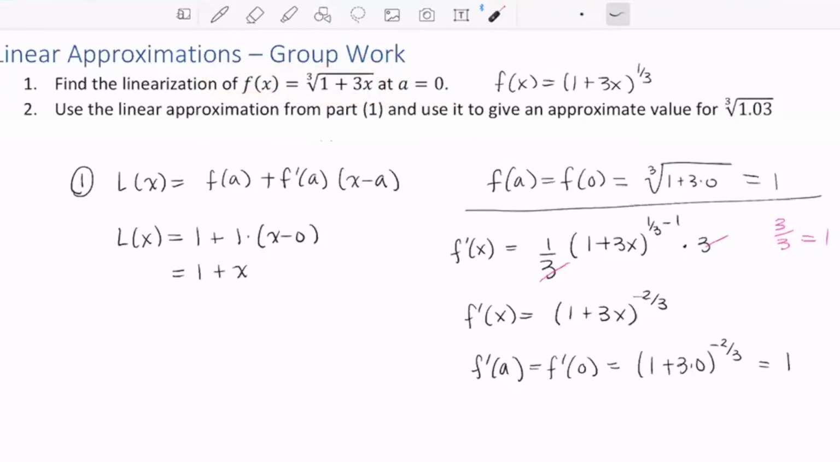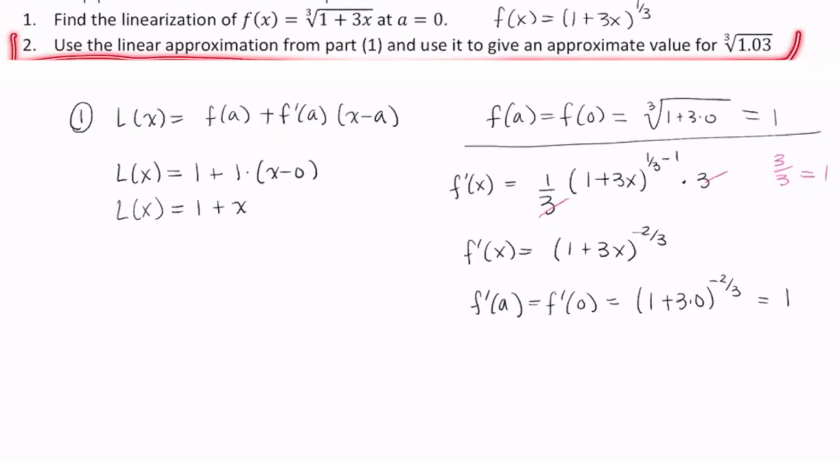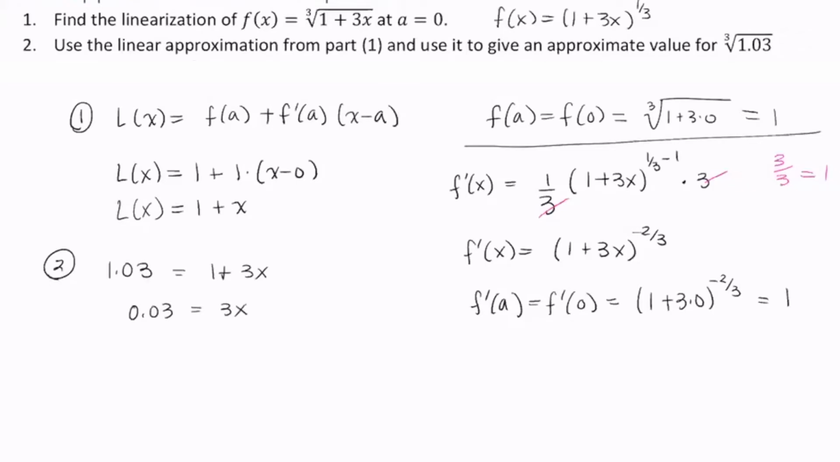So for part 2, that's what they asked us to do. Use the linear approximation for part 1 to estimate this value, the cube root of 1 plus 0.03. So first we have to figure something out. 1.03 has to somehow equal 1 plus 3x. So 0.03 has to equal 3x. And then using a calculator, we can figure out what that is.